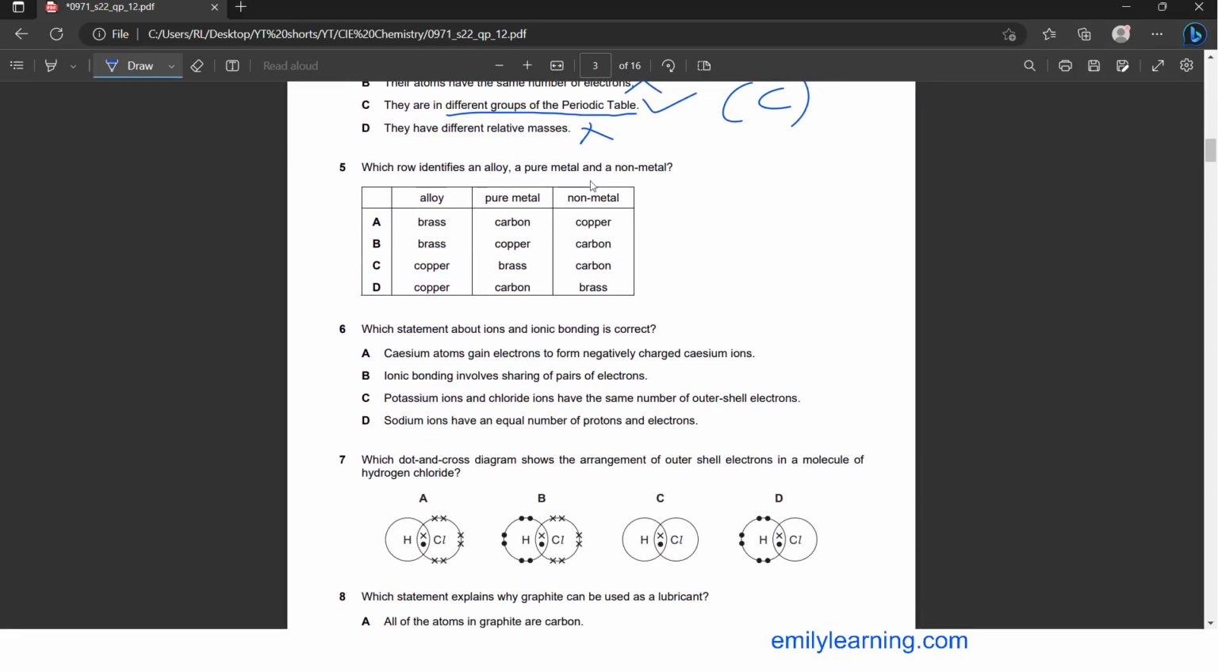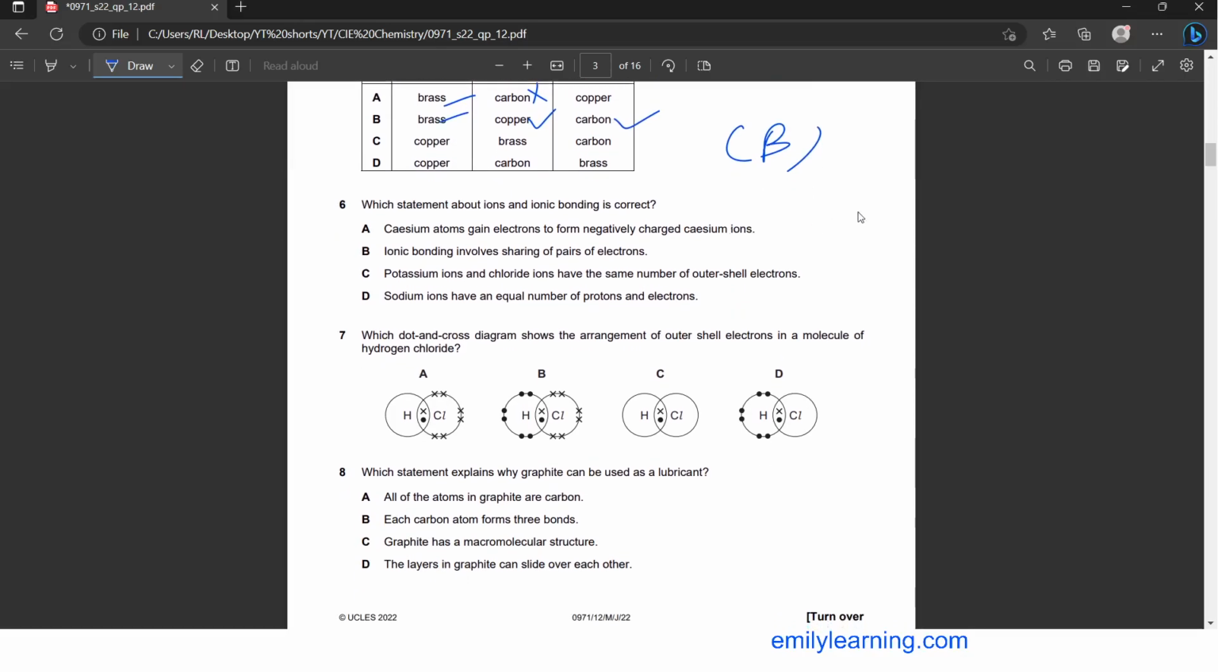Question 5, which row identifies an alloy, a pure metal, and a non-metal? So an alloy is a mixture of metals. So brass, bronze, they are alloys, so A and B. Pure metal, carbon is not a metal, copper is a metal. Okay, carbon is a non-metal, so the answer is B.